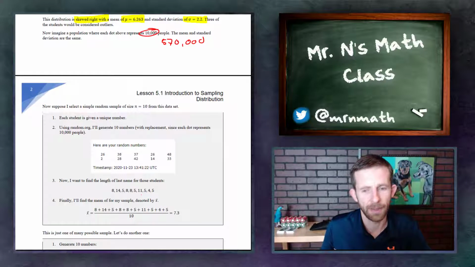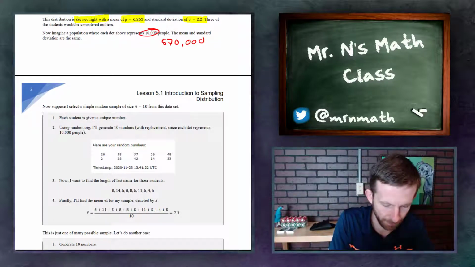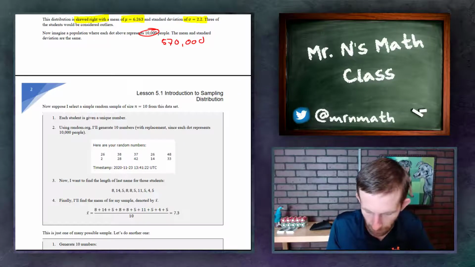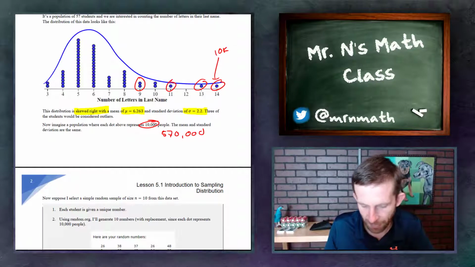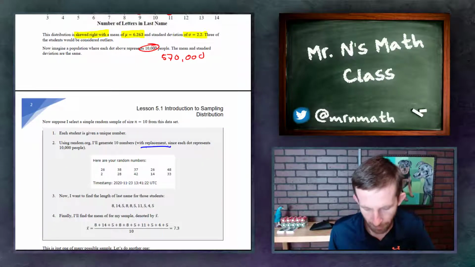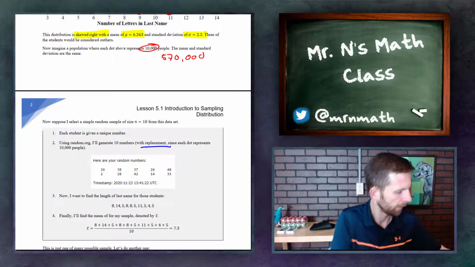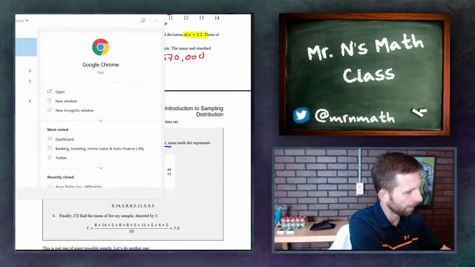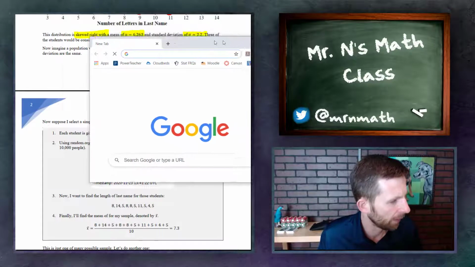Now, let's say that I select a random sample of size 10 from the data set. And since each of the dots represents 10,000 people, I'm going to be sampling with replacement. So I'm going to go to random.org, which is something we can do. I'll show you the process of selecting a sample like that.